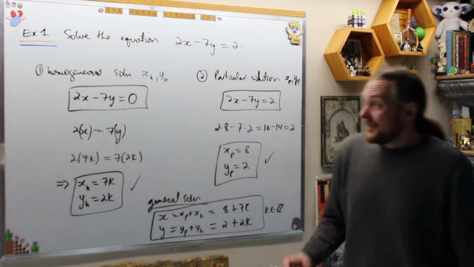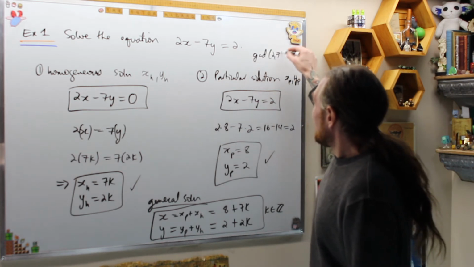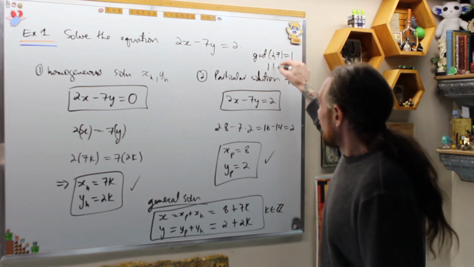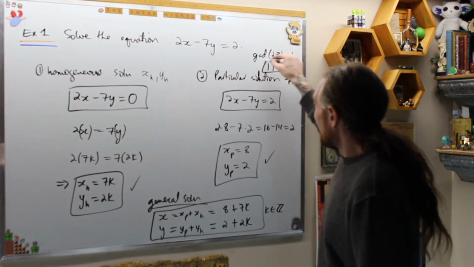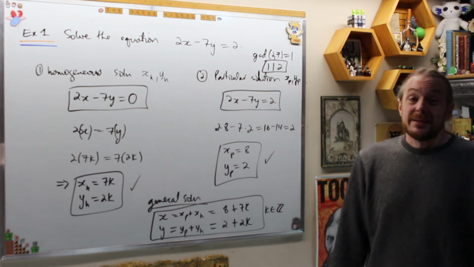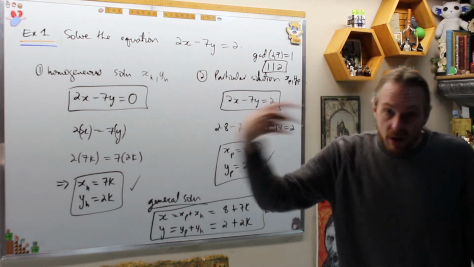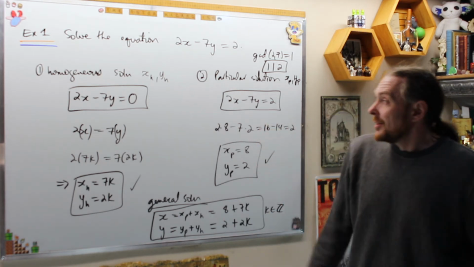The GCD of 2 and 7, which I didn't check at first, is equal to 1. And 1 divides 2. So there are infinitely many solutions to this equation. I forgot at the beginning that checking the GCD should always be step 1. I'll do the systematic steps now to do this.